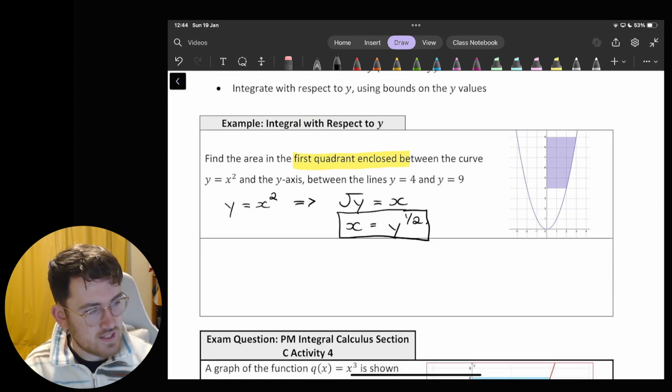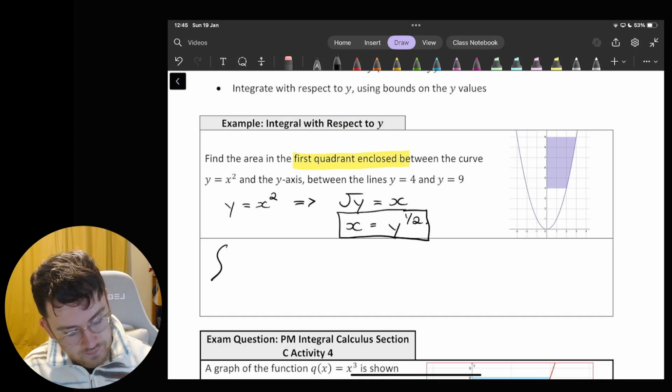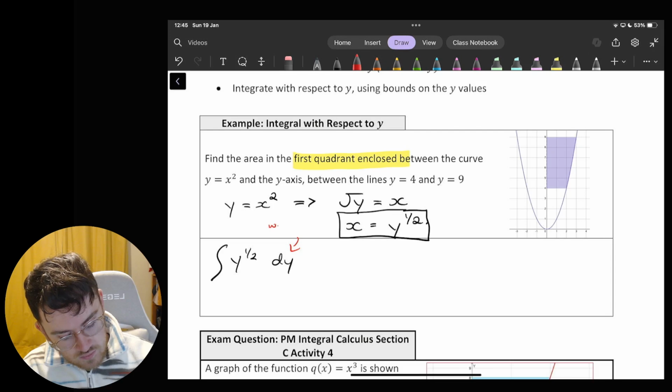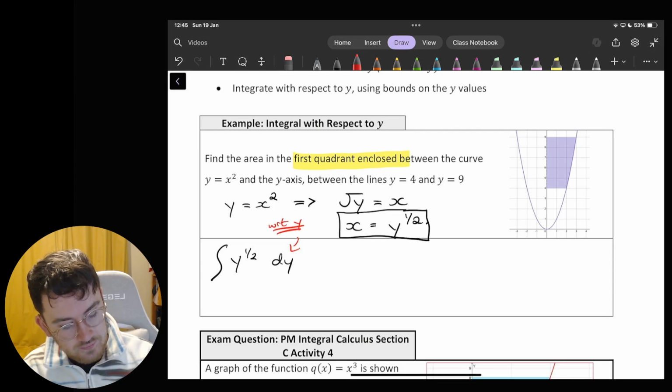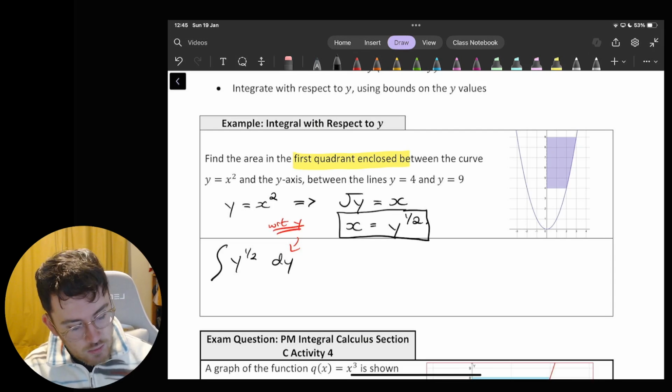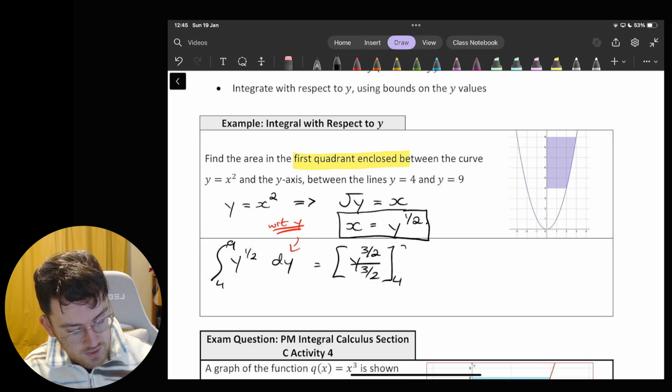Anyway, all of this is to say, we're going to integrate the function y to the power of a half dy. So making a little note here, with respect to y, as opposed to with respect to x, between the values of 4 and 9. That's going to be y to the power of 3 over 2: raise the power by 1, divide by the new power, and evaluate at 4 and 9. So that is 2y to the power of 3 over 2 over 3, evaluated at 4 and 9.